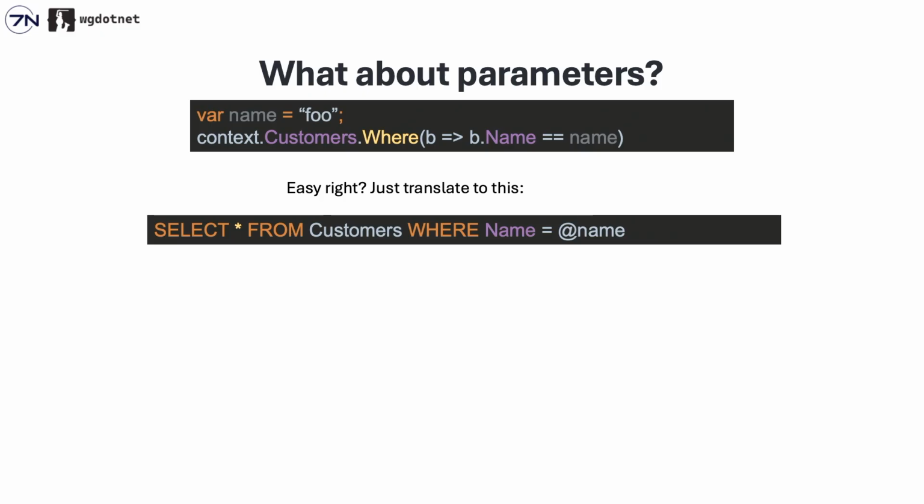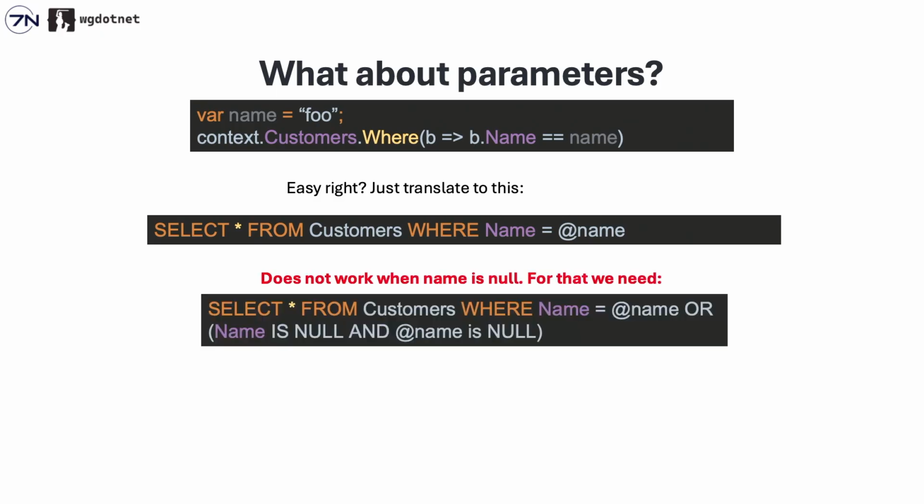So the naive kind of answer to how to translate this is this, right? We already know that this is incorrect, because for the same reason, if name is null, then we're not going to get the correct results. What we actually need, I'm just following the same thing from the slide before, there's nothing new here, is name is equal to this for the case where name is not null, or both of them are null. I'm doing the same thing.